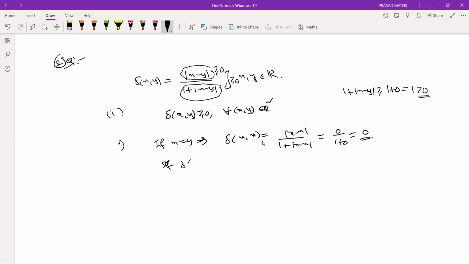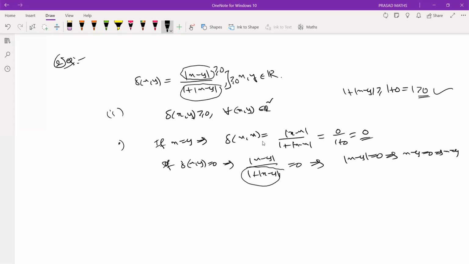If distance is 0, that means mod of x minus y divided by 1 plus mod of x minus y equals 0. You know that the denominator is never 0. We have seen this denominator is never 0. That means the numerator must be 0. That means x minus y equals 0. That means x equals y.